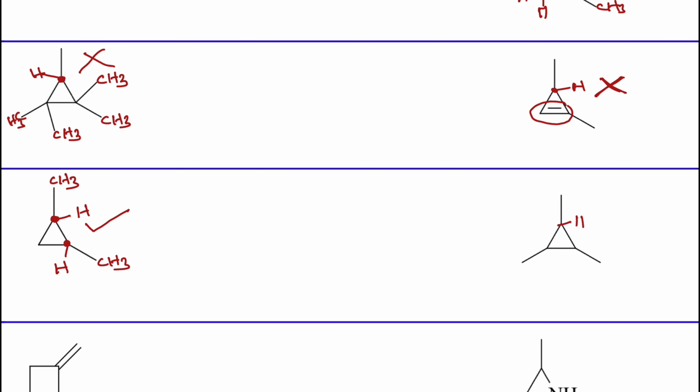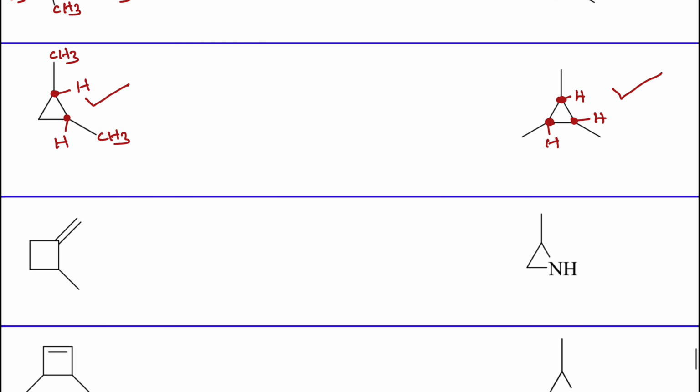So methyl and hydrogen, methyl and hydrogen, methyl and hydrogen. I already told you at least two atoms have to satisfy the condition, but here three atoms are satisfying the condition. Definitely geometrical isomerism is possible. So how many geometrical isomers after completion of all cases?